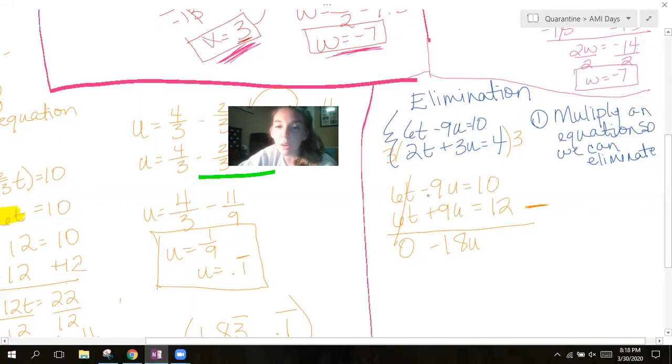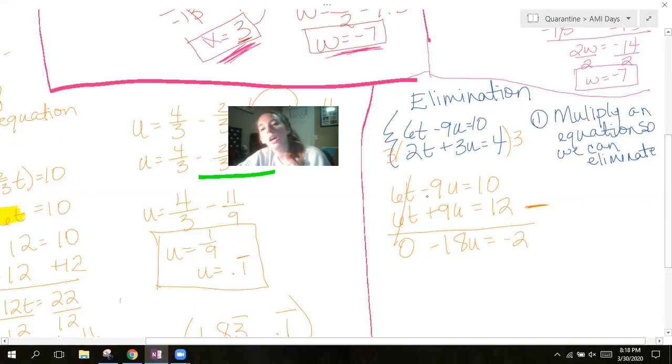Okay, a lot of people are going to think, oh, a negative 9 and a positive 9, they just eliminate and it's 0. But because you're doing a negative 9 minus a positive 9, it's going to give you negative 18u. So you really need to pay attention to those signs. Okay, and so then you have 10 minus 12, which is going to give you a negative 2.